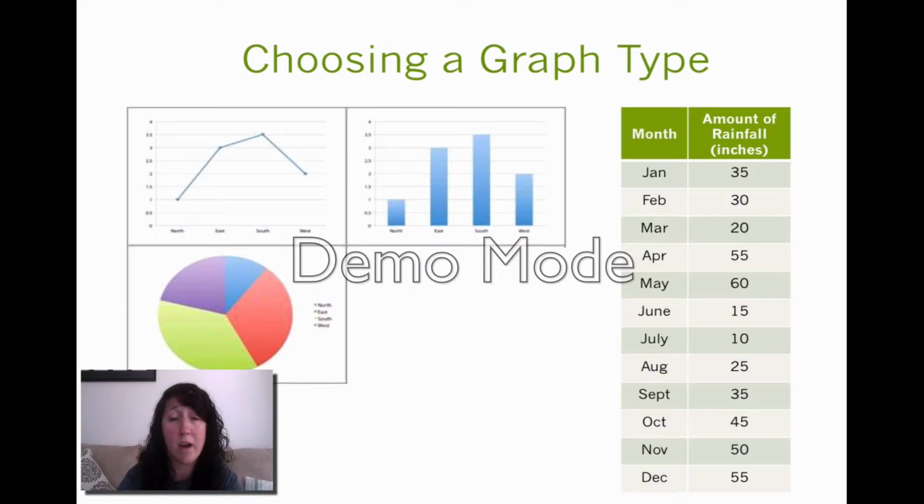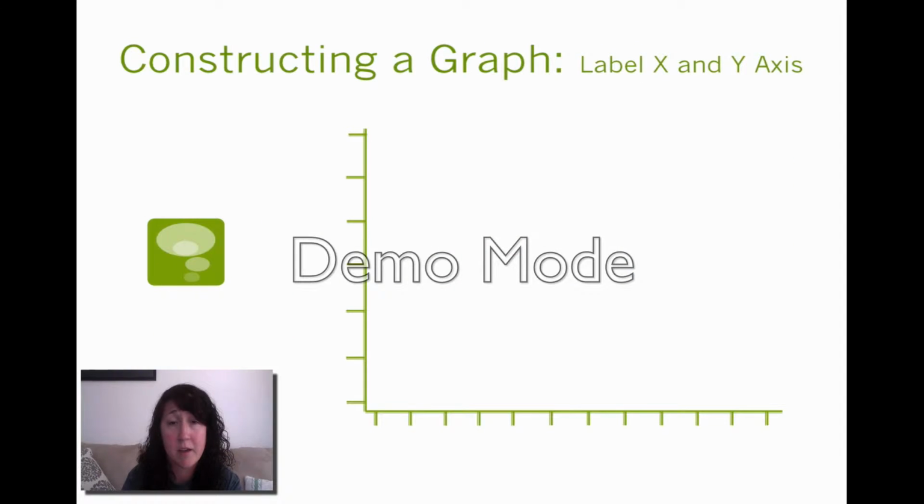So now that we know what kind of graph we're going to use, we need to actually make the graph. And so there are several steps to doing this, so let's walk through them. Now the first thing we need to do is we need to label the x and the y axis. Okay, the x-axis is right down here. Okay, and then the y-axis goes down the side. So y goes down the side, and x goes this way. Okay. Now the x and y axis, in order to determine what we put on the x-axis and what we put on the y-axis, we need to know the difference between an independent variable and a dependent variable.